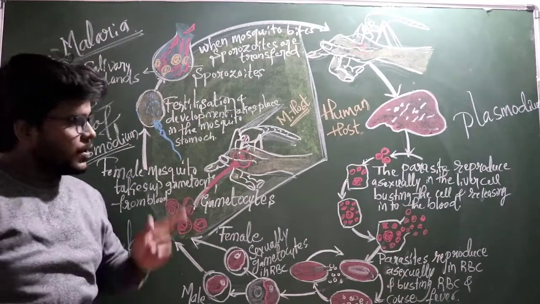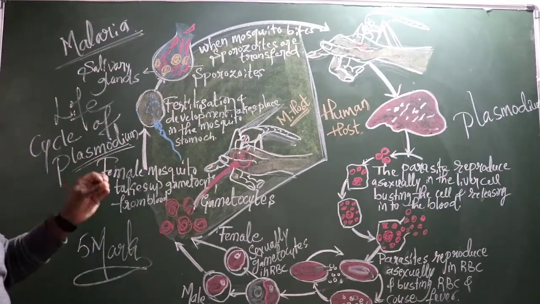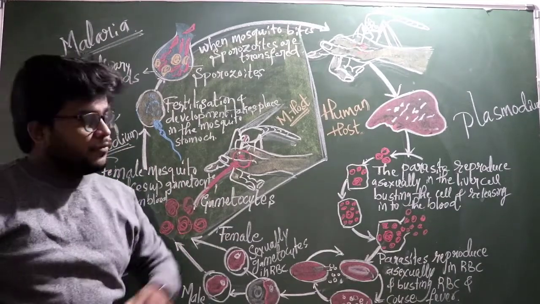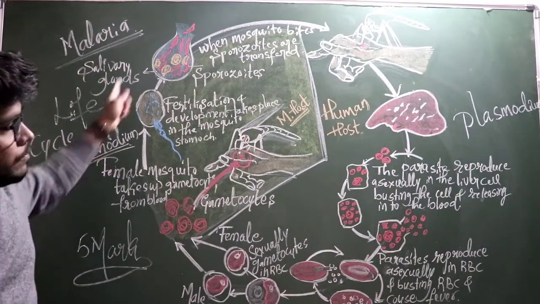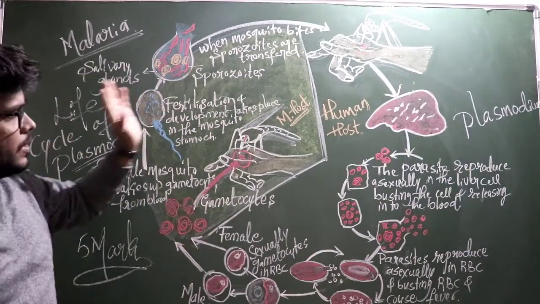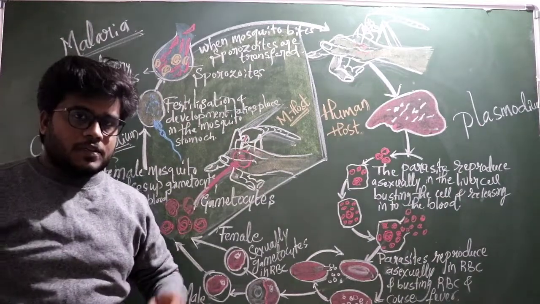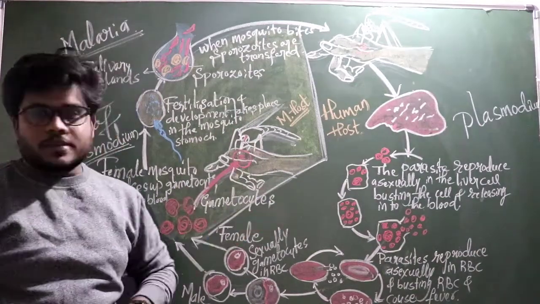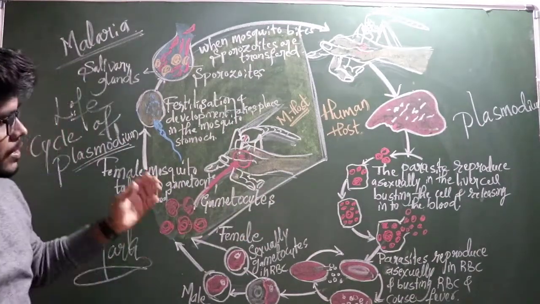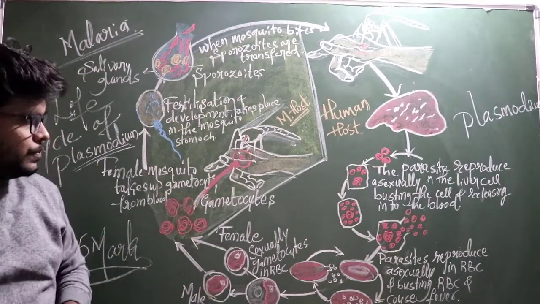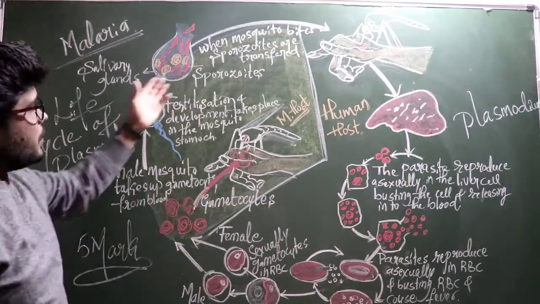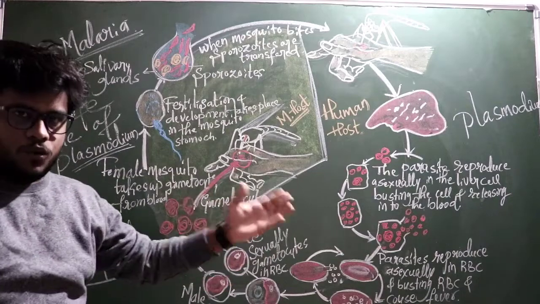That is the dangerous one. Okay, for example, the life cycle of Plasmodium is asked for 5 marks. It is very important as far as the final examination is concerned. A 1 mark question may be asked, or the whole life cycle may be asked for 5 marks. Now let us study the life cycle of the Plasmodium.